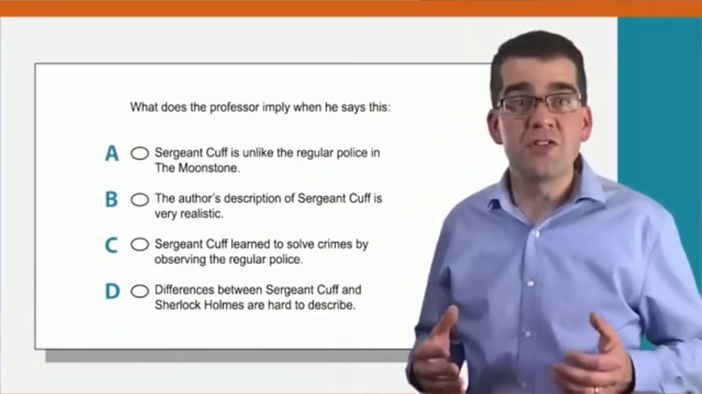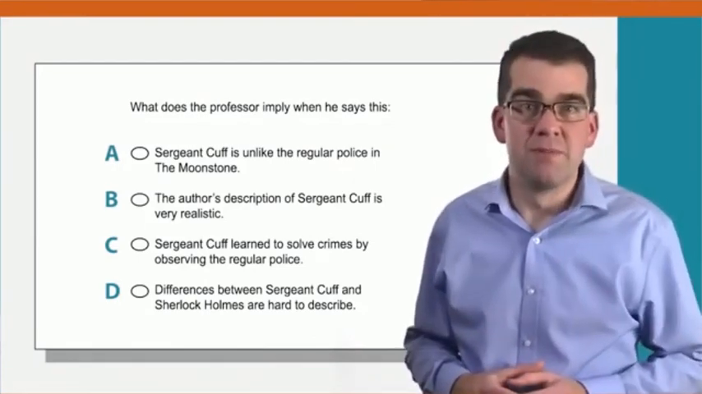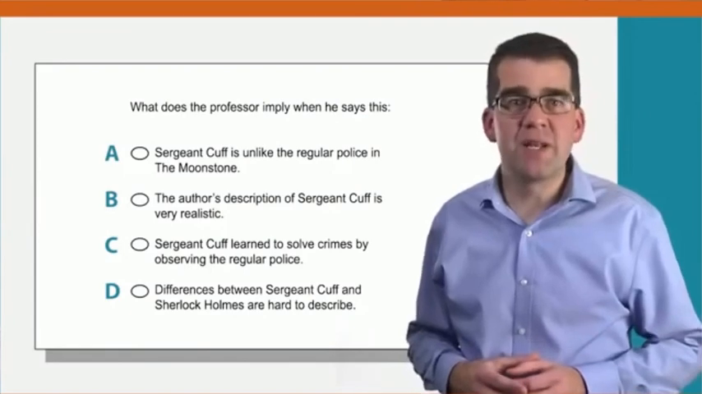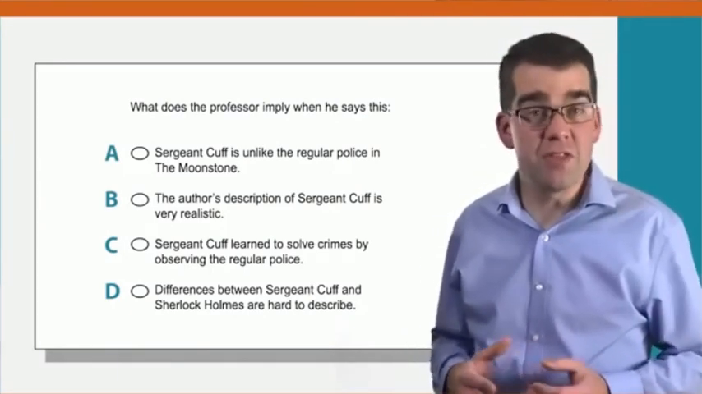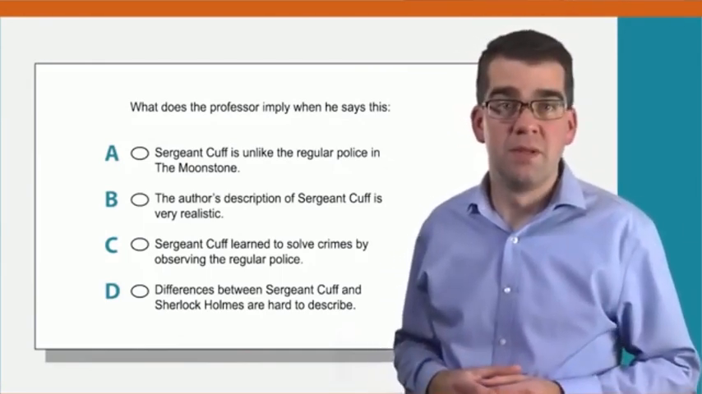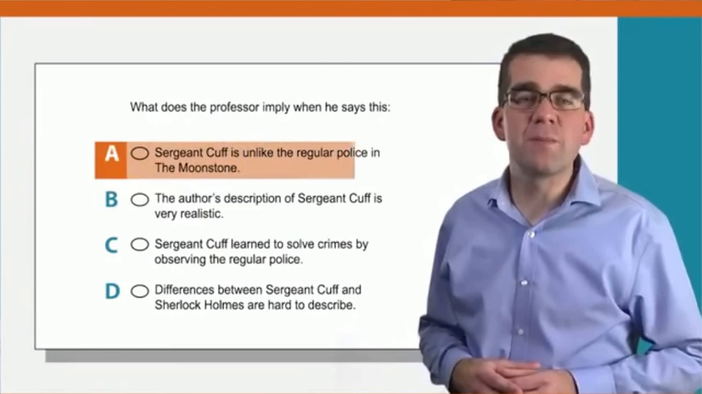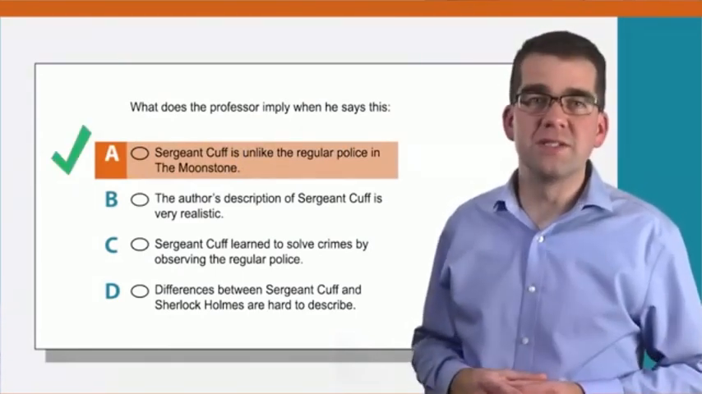For example, the speaker describes the regular police as bumblingly inept. He also says it is common in detective novels for them to be countered by a specific character, in this case, Sergeant Cuff, who is brilliant. Taken together, we can see that the best answer is A. Sergeant Cuff is unlike the regular police in The Moonstone.